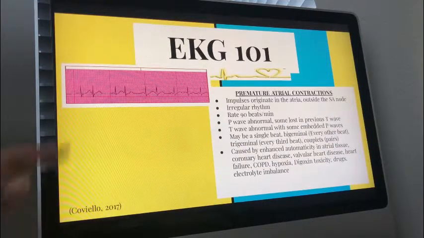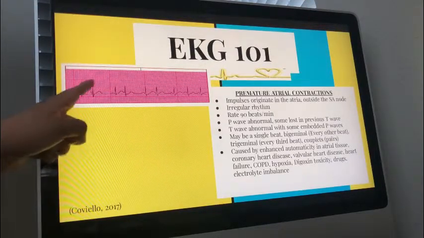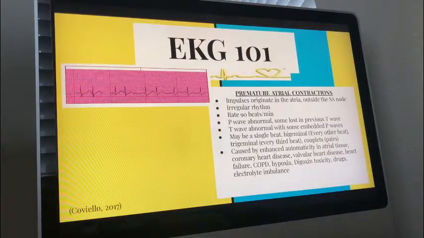This is PAC, this rhythm. Impulses originate in the atria outside the SA node. It is irregular, as you can see, and the rate is around 90 beats per minute. The P wave is abnormal or absent. T wave is also abnormal with some embedded P waves.